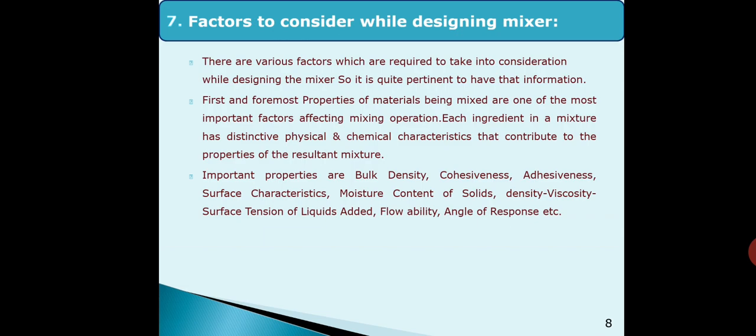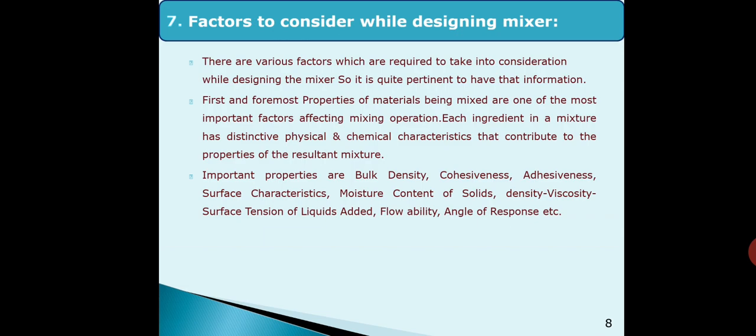Next, factors to be considered while designing the mixer. There are various factors which are required to be taken into consideration, so it is pertinent to have that information. First and foremost is the property of the material being mixed, which is a more important factor. First of all, in the manufacturing or designing of a double cone blender, we have to achieve the mixing property. The mixing index should be proper.